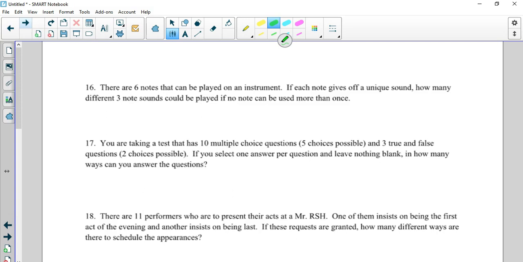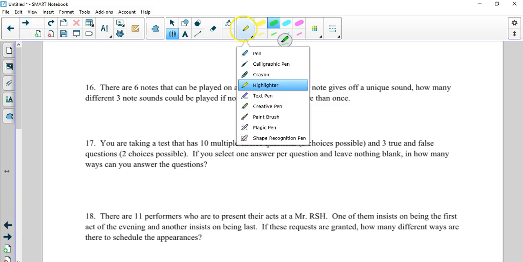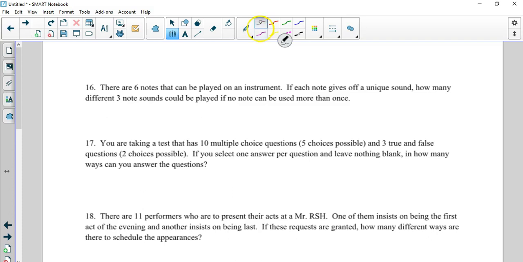16. There are 6 notes to be played on an instrument. Each note gives off a unique sound. How many different 3-note sounds can be played if no note can be used more than once? Okay. So if no more than once, that means order is important, which means permutation. So quite simply, we're just going to do a permutation, 6 notes choosing 3.